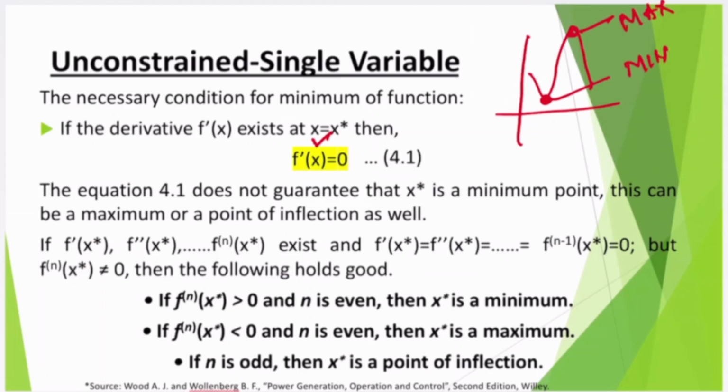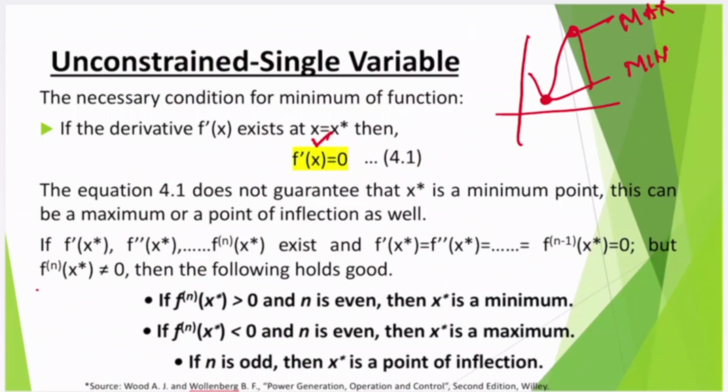So the first condition, f dash equal to 0, means you are going to reach an optimal point, but you need to identify whether it is a minimum or maximum point. For that, you need to check whether f dash x, f double dash x up to f n x exist, and that f dash x, f double dash x up to f n minus 1 x equal 0, and the last differentiation, that is the nth differentiation, must not be equal to 0. Then the following conclusion can be made.